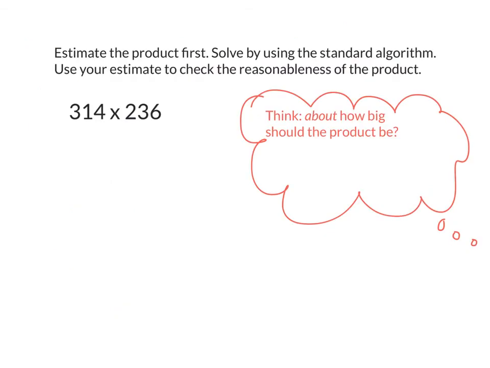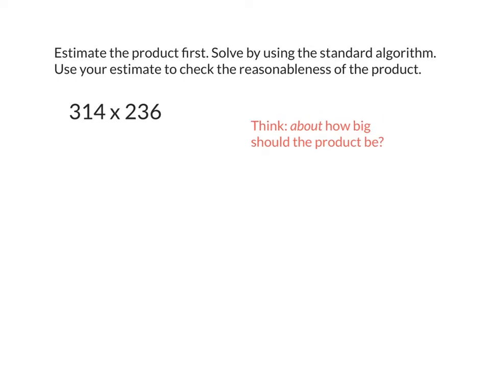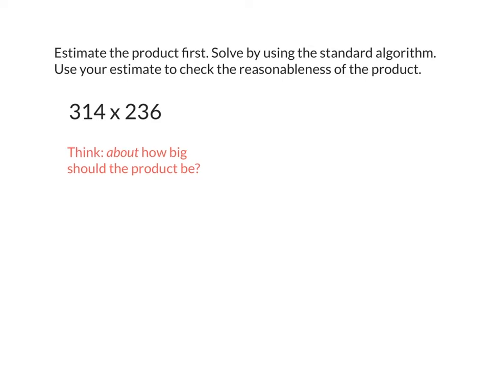The directions tell us today to estimate the product first. And then we're going to solve by using the standard algorithm. Then we're going to use our estimate to check how reasonable our product is. Okay, so we're going to think to ourselves that the problem is 314 times 236. We're going to first estimate. We're going to think about how big should my product be. I can show that I'm estimating by using my wavy equal signs.